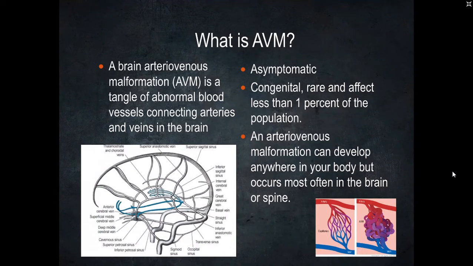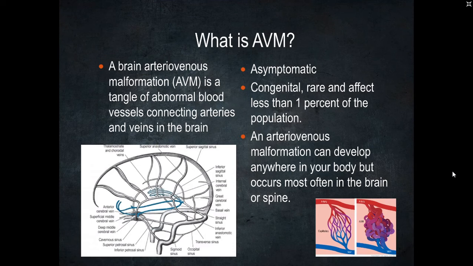Those are the arterial venous malformations. In fact, they represent a tangle of abnormal blood vessels. You have the schematic image here in the left lower corner of the slide. This is a tangle of abnormal blood vessels which connects the arteries and the veins in the brain. Usually these arterial venous malformations are asymptomatic. They are congenital in most cases, but they are rare, less than 1% of the population.